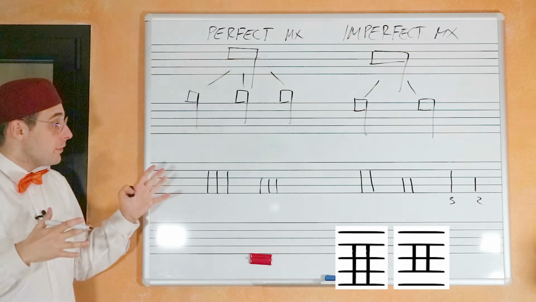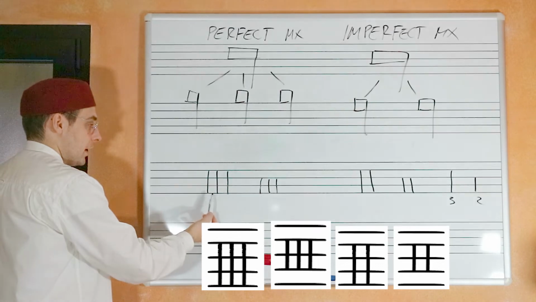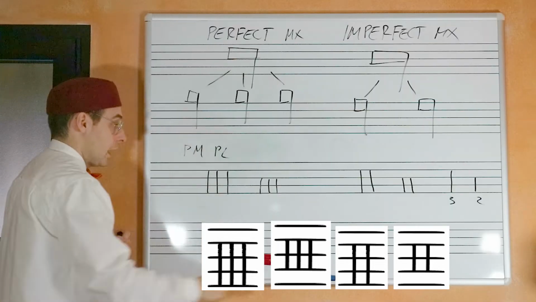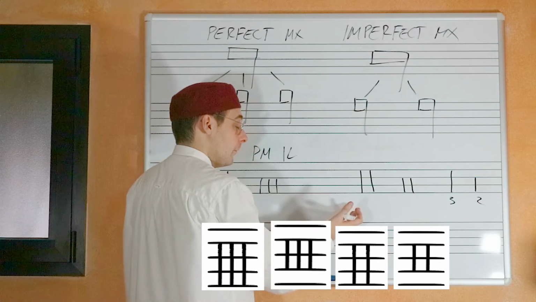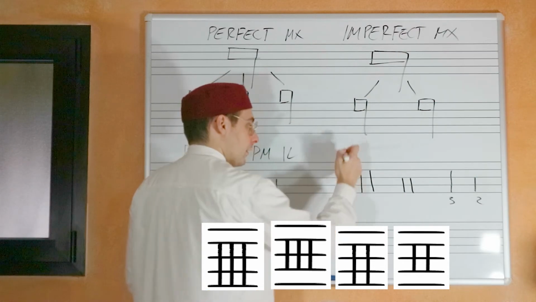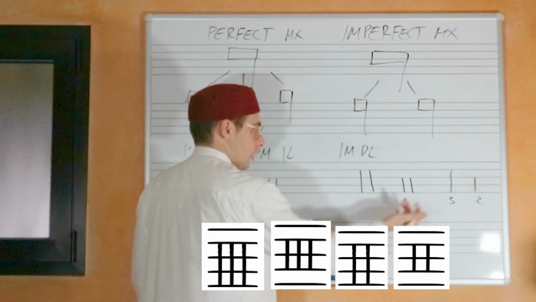So we have these 4 situations. Let's recap them. Perfect maxima and perfect longa. Perfect maxima and imperfect longa. Imperfect maxima and perfect longa. Imperfect maxima and imperfect longa.